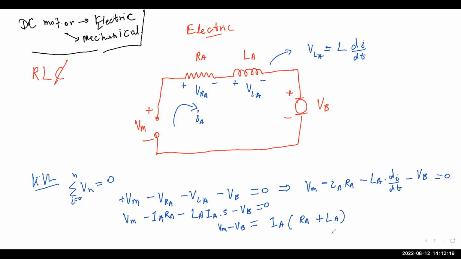plus LA s. So if I want to get IA, I can write IA equals VM minus VB divided by RA plus LA s. So this is one of our equations that we want. Any questions on how we obtain this? Any issues up to this point on how we obtain this equation? I don't think so, right? I think it's pretty simple how we obtain this.